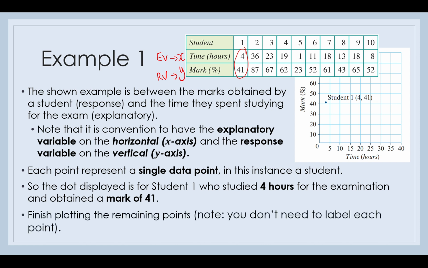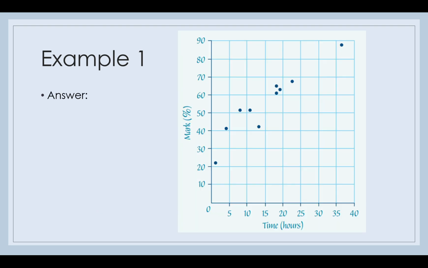Right, you'll need to finish all of the other data points as well. And we'll have a look and see what that looks like here. We can see that as the time is increasing, going to the right, your percentage or your mark is also increasing, and it's tending to follow a bit of a straight line as well. Okay, that's what we're tending to lead to within this unit of work here.